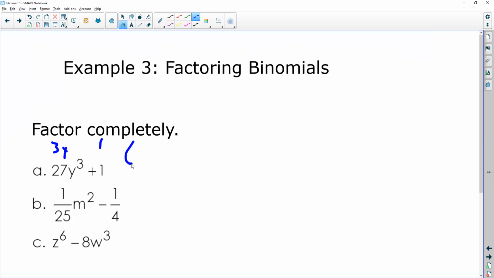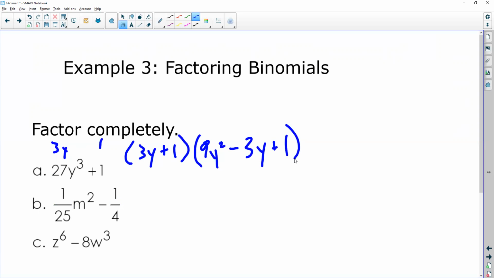The plus goes in the binomial. So 3y plus 1 times the first term doubled, which would be 9y squared, minus 1 times 3y, the minus goes there, plus 1 squared, which is just 1. Done.